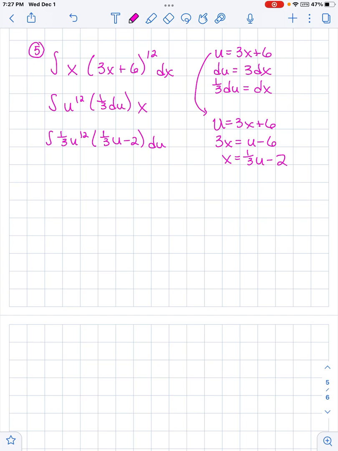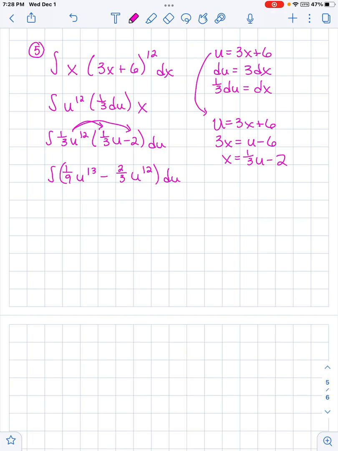That's supposed to make this problem a lot easier to solve. But my issue right now is I have a product. We can't find the antiderivative of something that is multiplied. So we're going to distribute this to make this look more like a polynomial. That way we can work backward from the power rule. So I'm going to distribute 1/3 u to the 12th in. That makes this 1/9 u to the 13th. And then 1/3 u to the 12th times -2 is -2/3 u to the 12th.